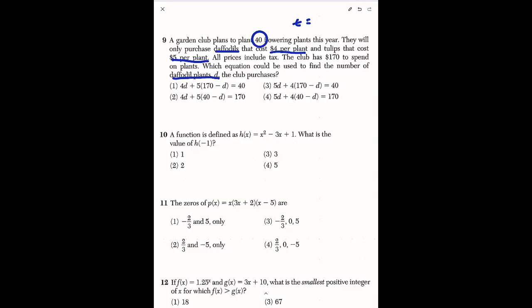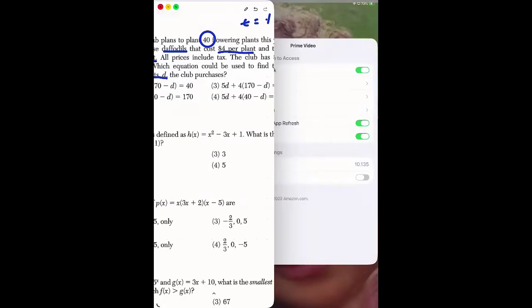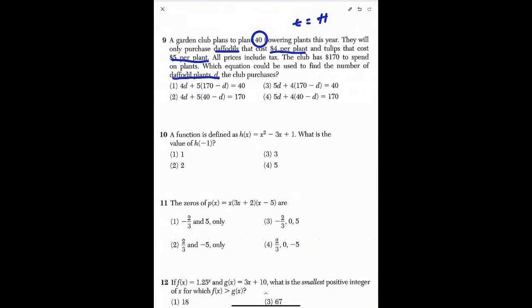So probably the other one was T stands for the number of tulips, right? But here's one of the things you should see. If we have $170, that's going to be our total. So the ones that have 40 up here don't make sense. We're not trying to find the 40 plants. We're trying to find how many daffodils and tulips we can buy that will total to 170.